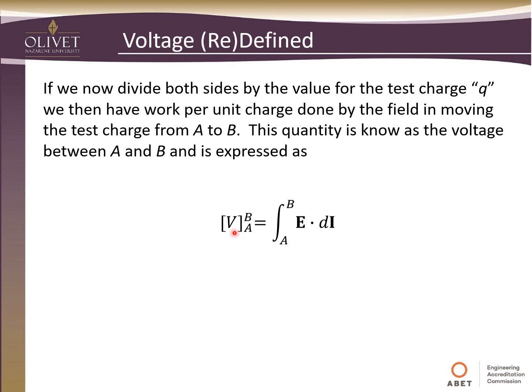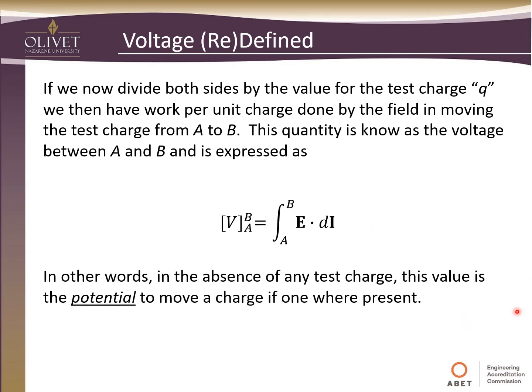So the voltage potential between A and B is now the summation from A to B of the E field dotted with the length, that vector length of the path that we're considering. So if we think of this in other words, in the absence of any test charge, this value is the potential to move a charge if one were present. So that's why many times you hear voltage referred to as the potential difference.